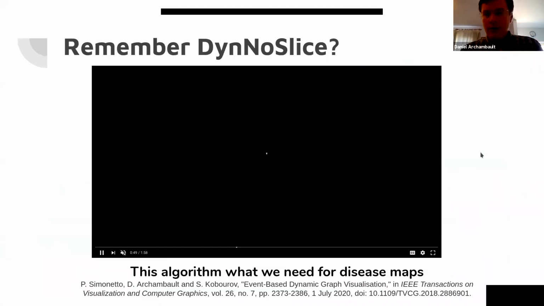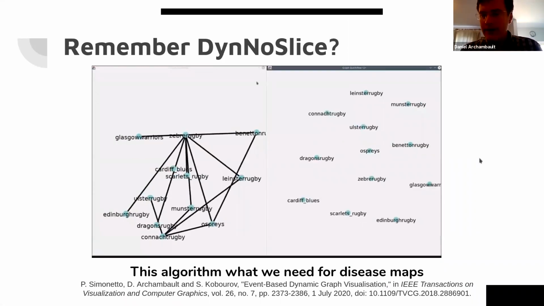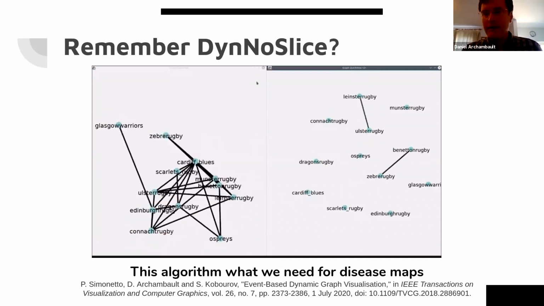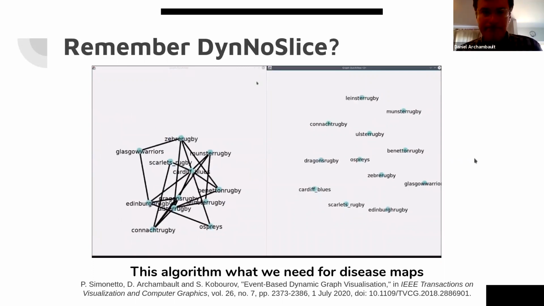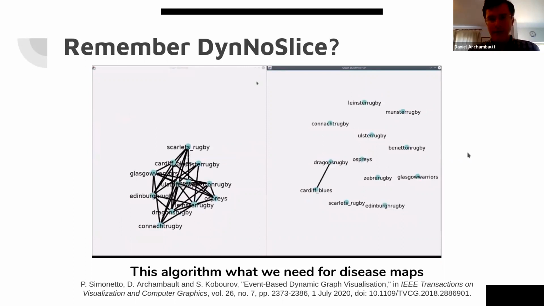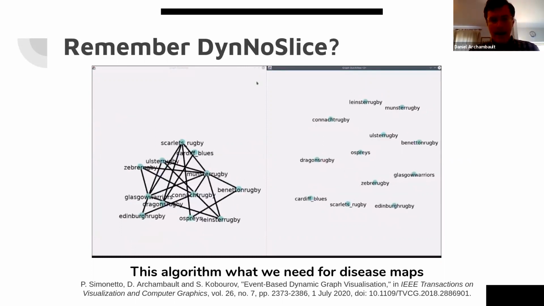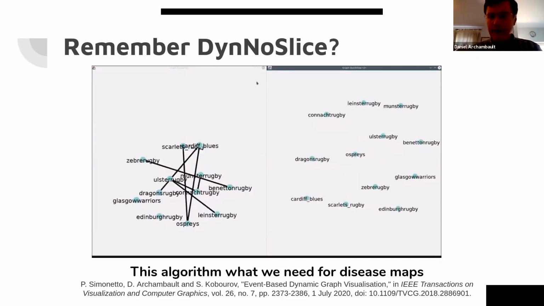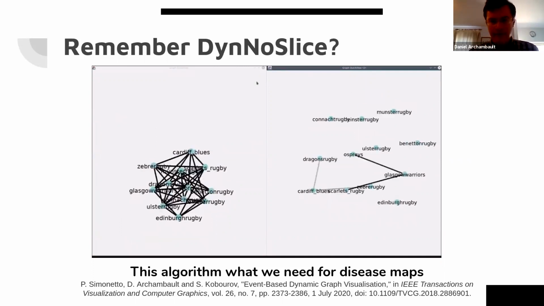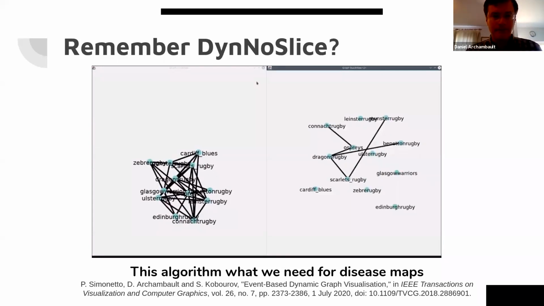So going back to DynNoSlice, where does this fit in? Well, we have a temporal network. What's a temporal network? A temporal network is where nodes and edges have individual points in time. So a node and edge has its own timestamp. This originally was quite important for social media analysis. And if you look at our infection maps, we have the exact same thing. And so it seems that DynNoSlice is actually in a very good position to look at these contact tracing networks.